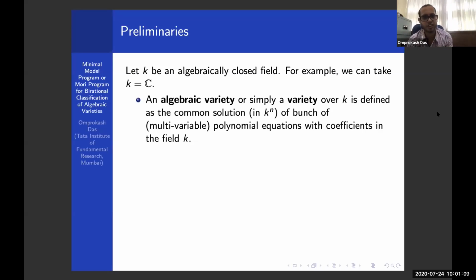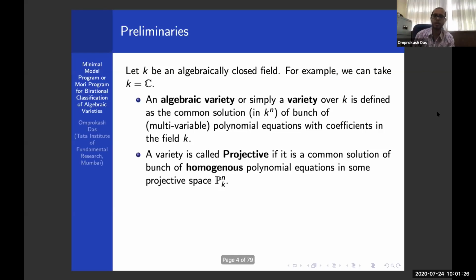So let's just start very simply with the definition of algebraic varieties. We all know it, but let me repeat it one more time. An algebraic variety is nothing but a common solution in K^n, if K is the field, in terms of the vector space K^n, of multivariable polynomial equations with coefficients in the field K. We'll call a variety projective if it is a common solution of a set of homogeneous polynomial equations in some projective space P^n.